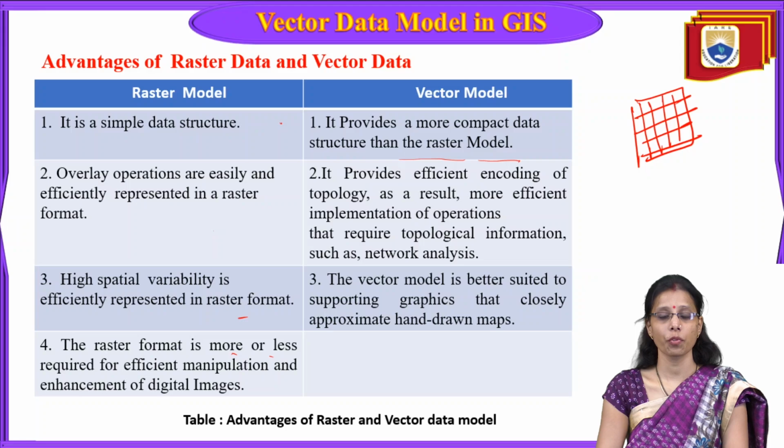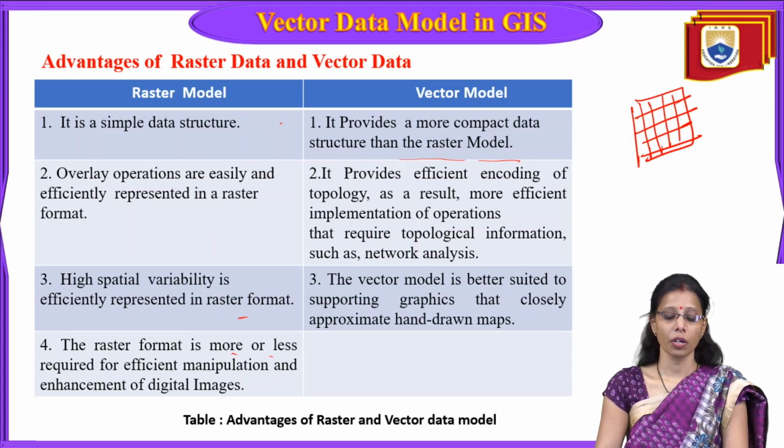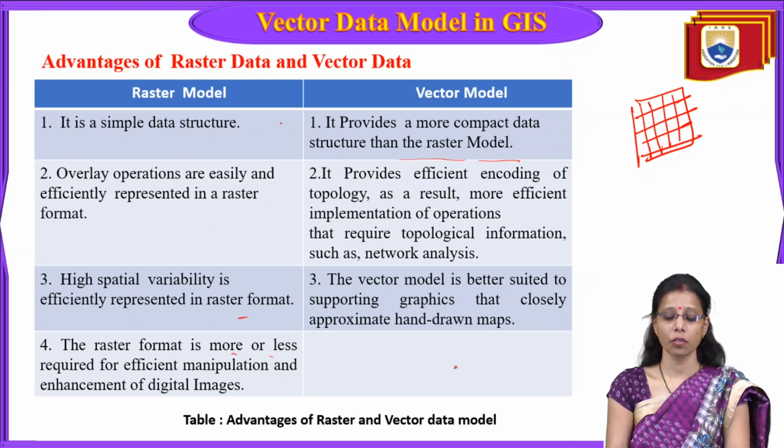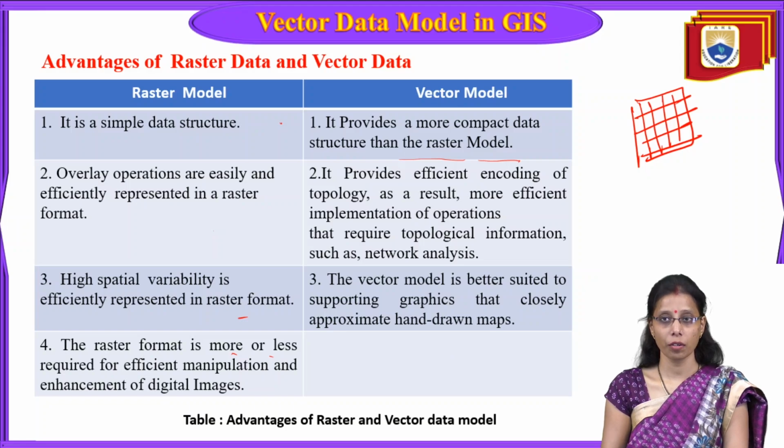Whereas in the vector model, it provides a more compact data structure than the raster model. It provides efficient encoding of topology, which results in more efficient implementation of operations that require topological information, such as network analysis. The vector model is better suited to supporting graphics that closely approximate hand-drawn maps.